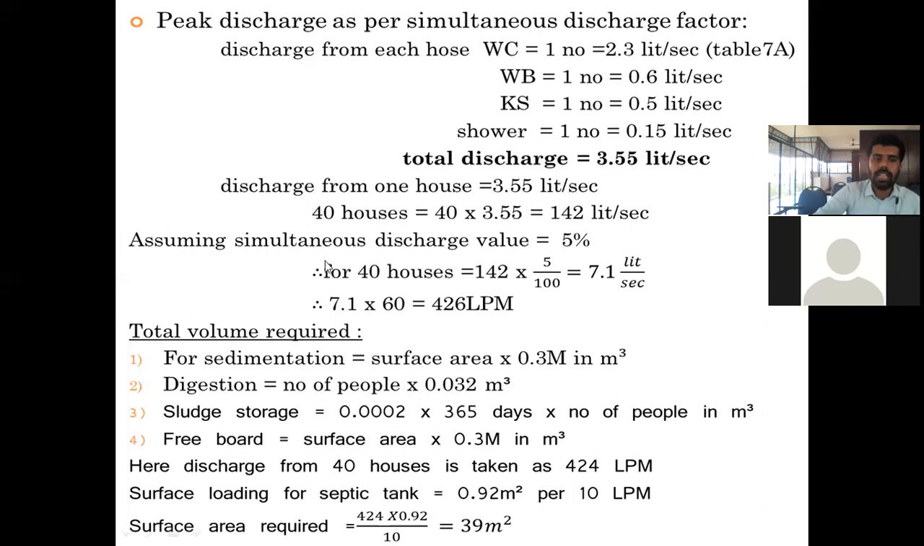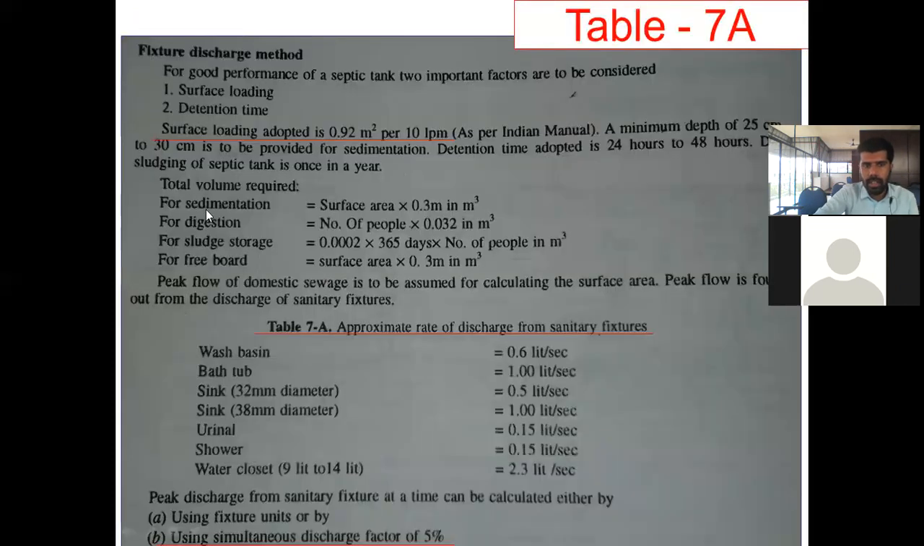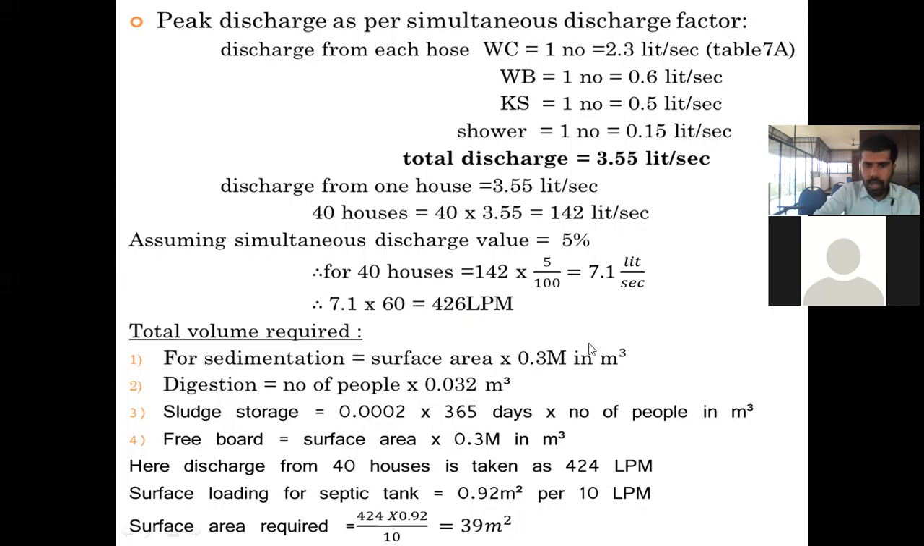So you have to find out the total volume required. Total volume required, so this is the thing. For sedimentation, surface area into 0.3. For digestion, number of people into 0.032. For sludge storage, this is the formula. For freeboard, surface area into 0.3. So you have to write that: for sedimentation, for digestion, sludge storage, freeboard.